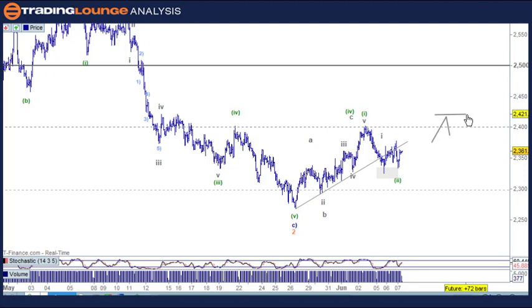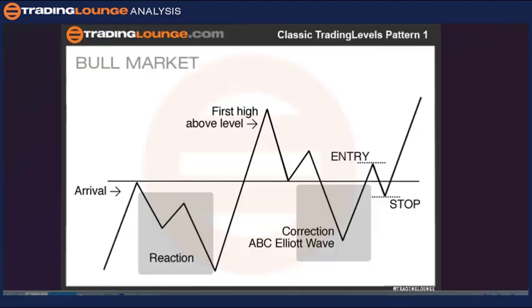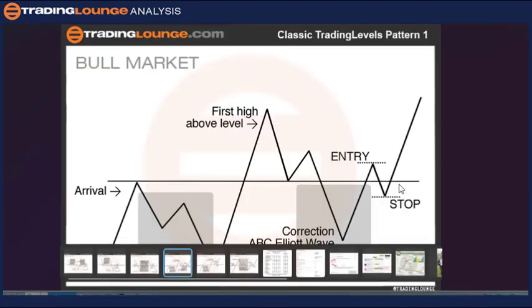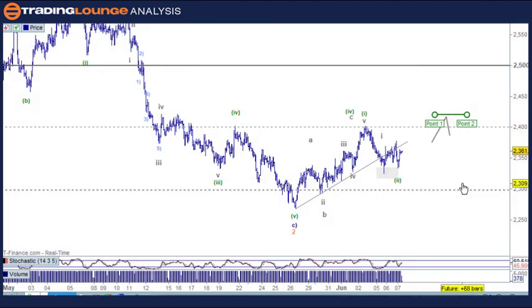So basically the first high above the level, we'll just give that a shot of green, and that means that it's this particular pattern here. So if it was this as the level, you would have the arrival, the reaction, the first high above the level. That's the long point here. Then we can improve on that to here and down to here at that point. So that's what that means, and we're not there just yet, so we'll just give it a little bit of time.